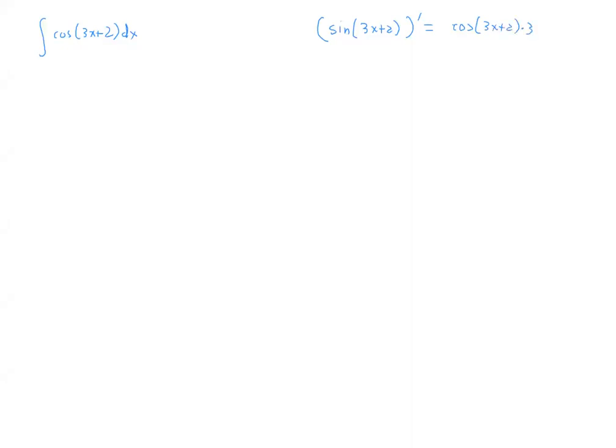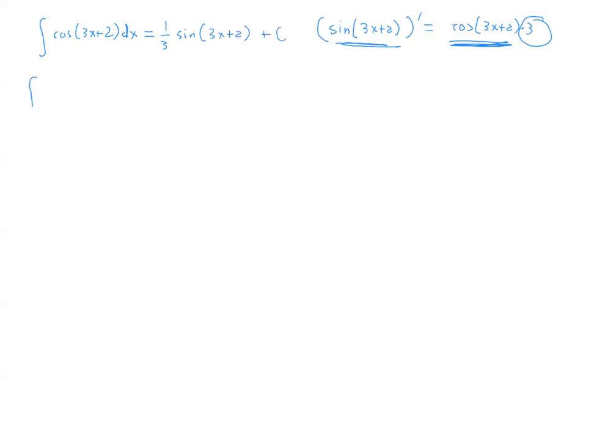So you get exactly what you want times a constant, and you just have to anticipate that constant, so you can just divide what your guess was by 3. So this will be 1/3 sine of 3x plus 2 plus c.